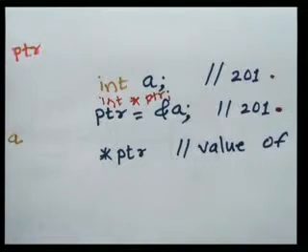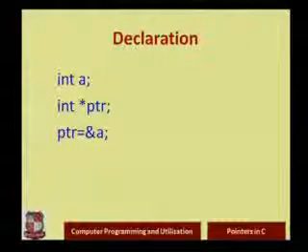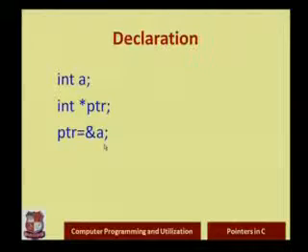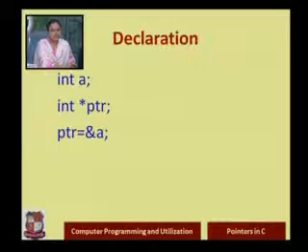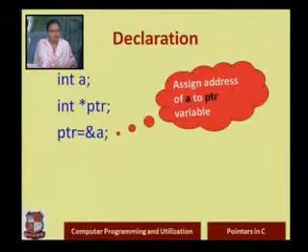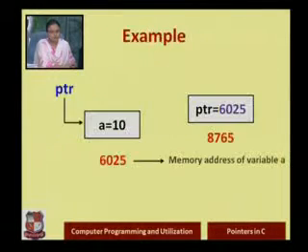Let us move further. ptr is equal to ampersand a. Ampersand means the address of operator. It assigns the address of variable a to ptr. I hope this is clear now.